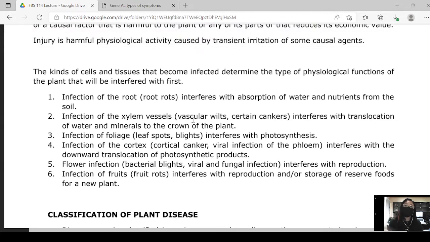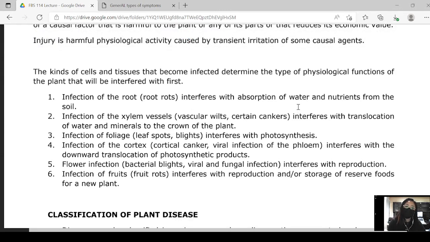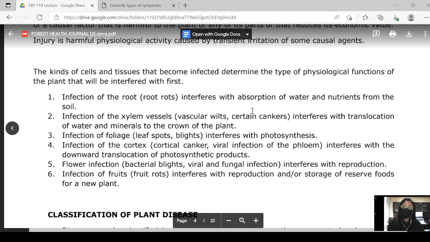So, it causes vascular wilts and certain cancers, in which it interferes with translocation or transportation of water and minerals to the crown of the plant. So, those are examples of the disease. Certain cancers and vascular wilts. And we have infection of foliage.